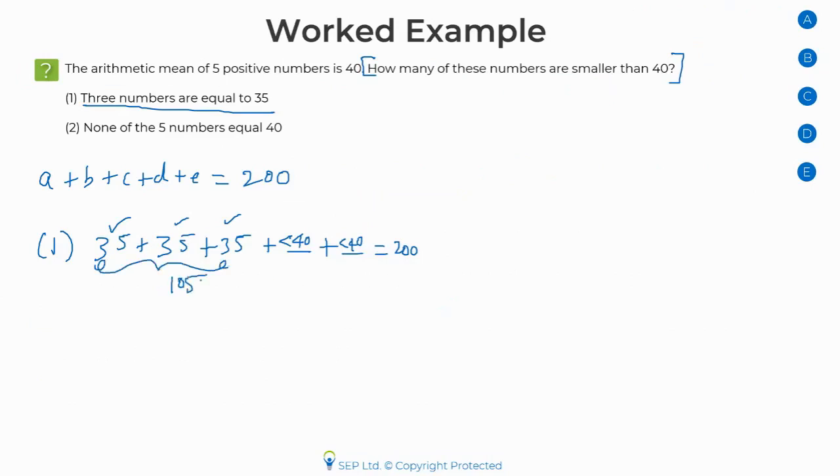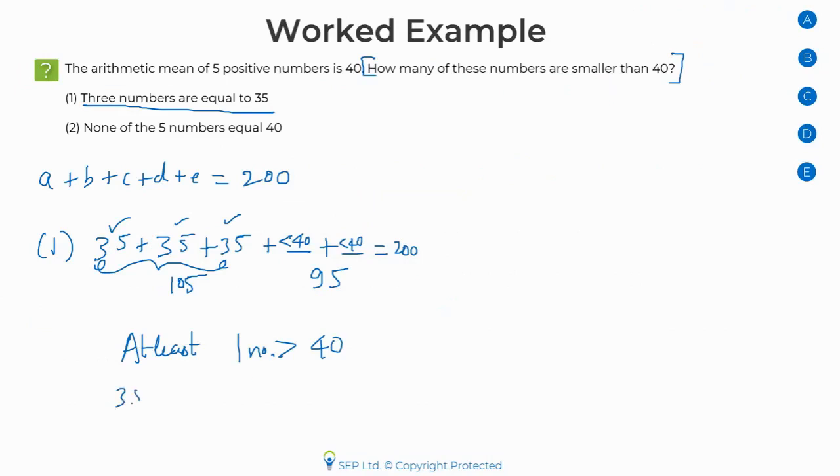Don't make a mistake here. If you make a calculation mistake here, then you're doomed. Which means these 2 numbers should give me 95. So if I take these 2 numbers to be less than 40, then I can't get 95. So at least one of these numbers has to be more than 40. One number more than 40. Can we say that? Yes, we can.